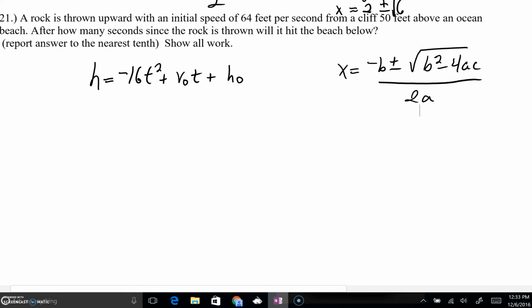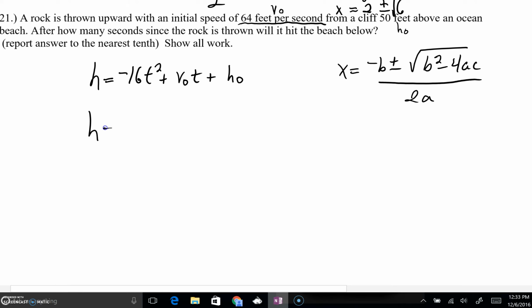For our final question on our practice test, we're dealing with a modeling problem, really like a physics problem. A rock is thrown upward with an initial speed of 64 feet per second. This is what we call our initial velocity, that's v sub 0, v naught, from a cliff 50 feet above the ocean. That's your beginning height called h naught. After how many seconds since the rock is thrown will it hit the beach below?